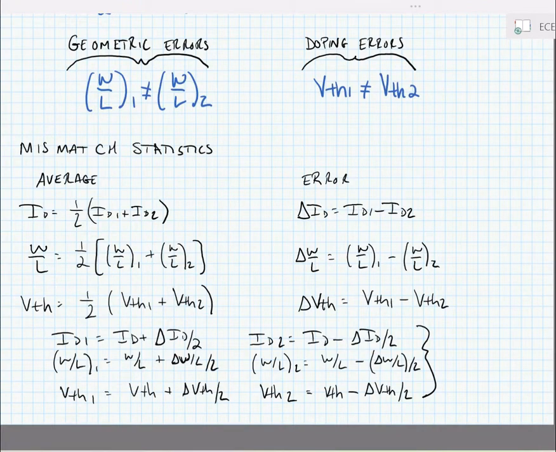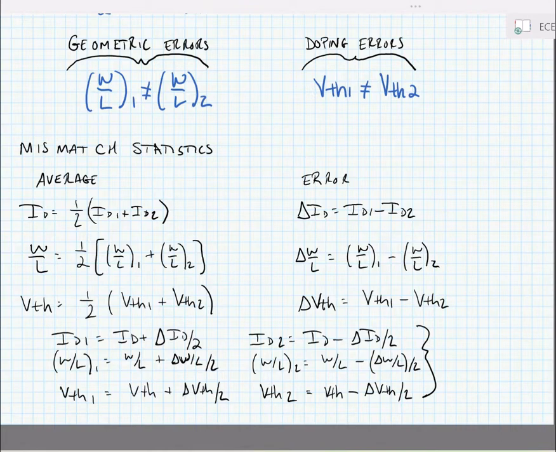Now, when we start talking about errors in terms of transistors, we typically look at mismatch statistics. And here we're going to talk about an average current through the two transistors, as well as an error current through the two transistors. And we can talk about average geometry, average threshold, and error in geometry, and error in threshold. So here our average is just the definition of an average. ID1 plus ID2 divided by 2 is equal to the drain current average. The geometric average is W over L1 plus W over L2 divided by 2. And the threshold average is VTH1 plus VTH2 over 2.